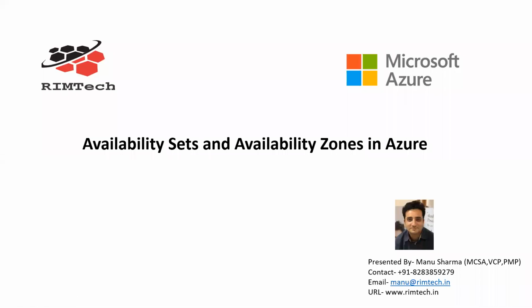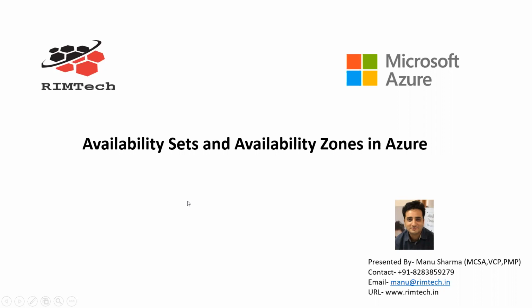Hi guys, my name is Manu and today we're going to talk about availability sets and availability zones in Microsoft Azure. These two terminologies are used to provide high availability to your virtual machines that are running on Azure platform. These virtual machines can have any operating system like Windows Server, Linux, Oracle database, or Ubuntu. So you can choose the operating system based on the computing needs of your organization.